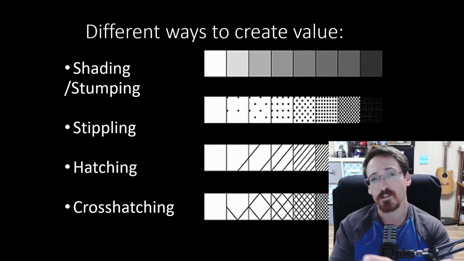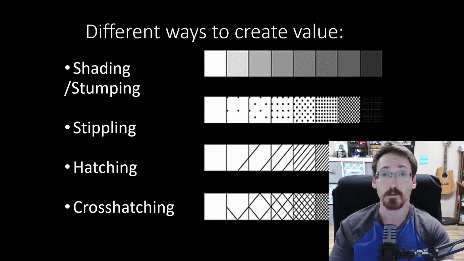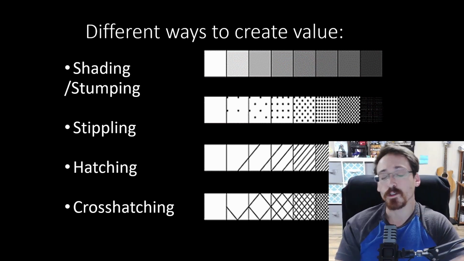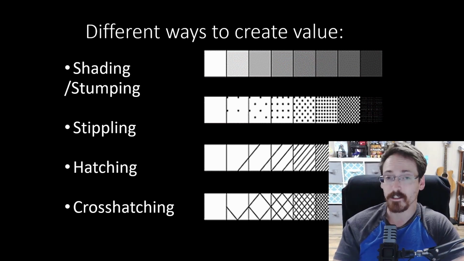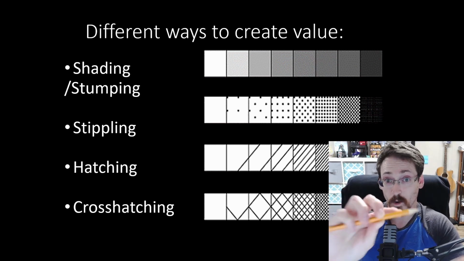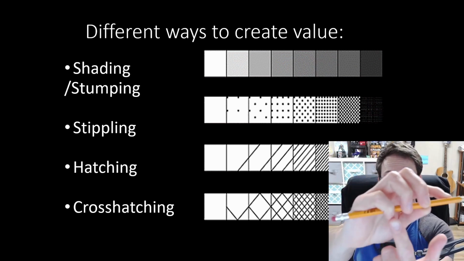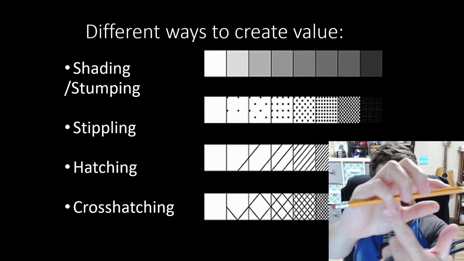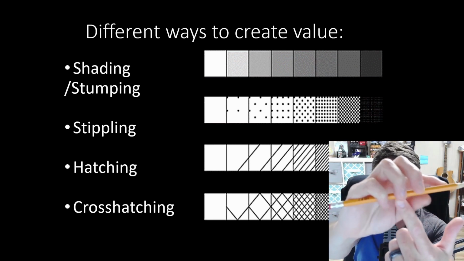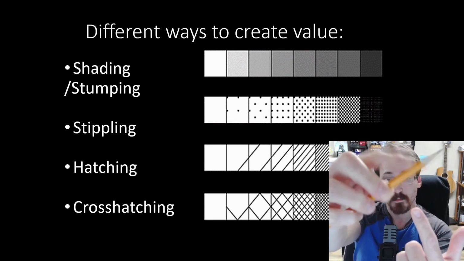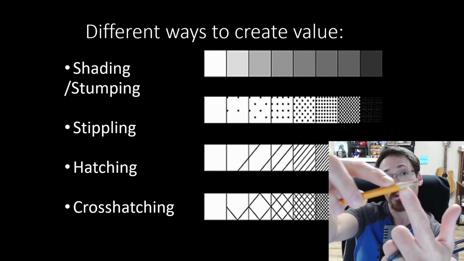Now, there are actually 4 different types of shading that we are going to be getting into, or 4 different ways to make value. The first one is called shading, and shading is whenever you take your pencil and you hold it a very specific way. For instance, like this, where you have your 3 fingers on your hand wrapped around the wooden part of the pencil, your thumb resting on the bottom of the pencil, your pointer finger near the top of the pencil.